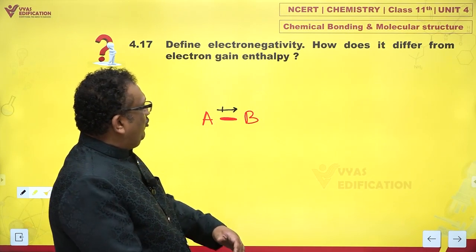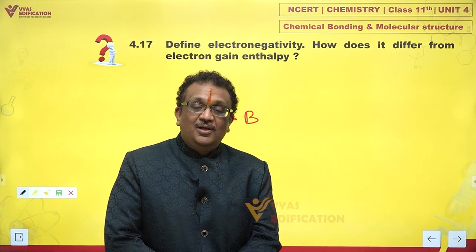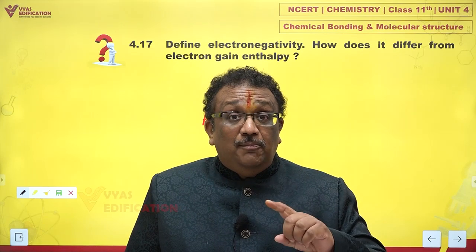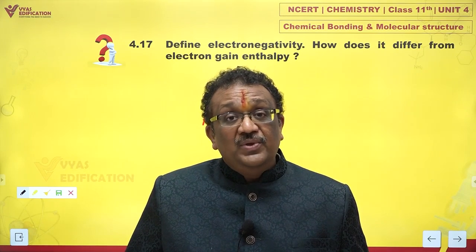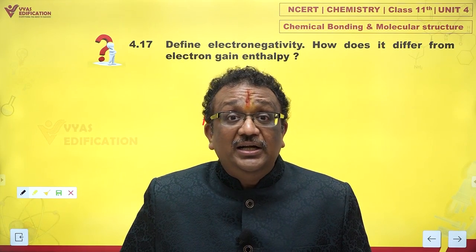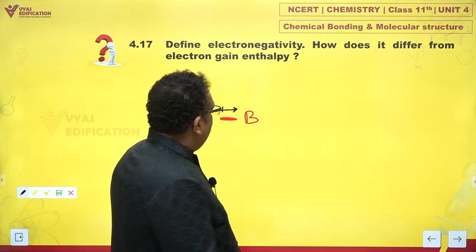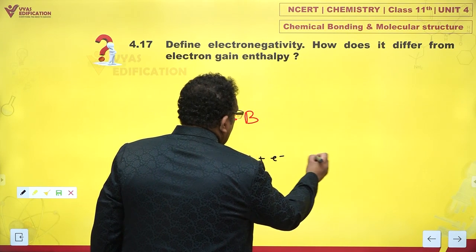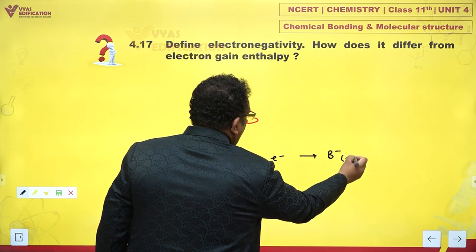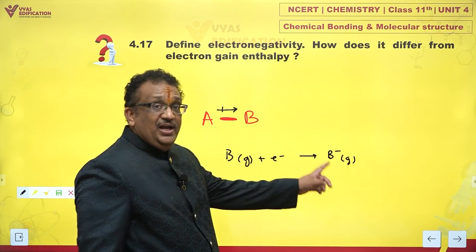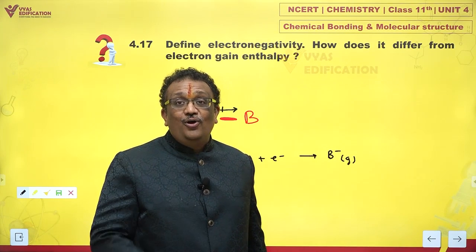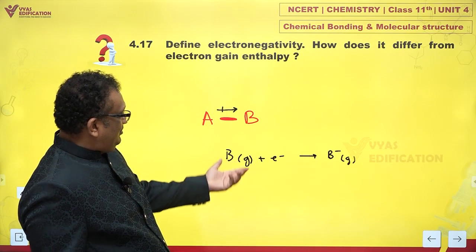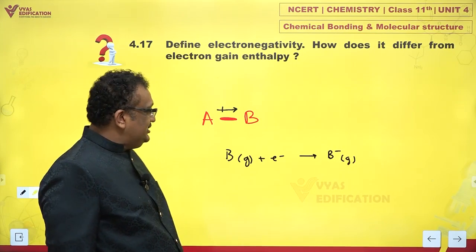Does it differ from electron gain enthalpy? Very much. What is electron gain enthalpy? Electron gain enthalpy involves complete transfer of an electron. The tendency of an isolated gaseous atom to accept an electron to form an isolated gaseous ion, that is called electron gain enthalpy, right? Or electron affinity in some cases.